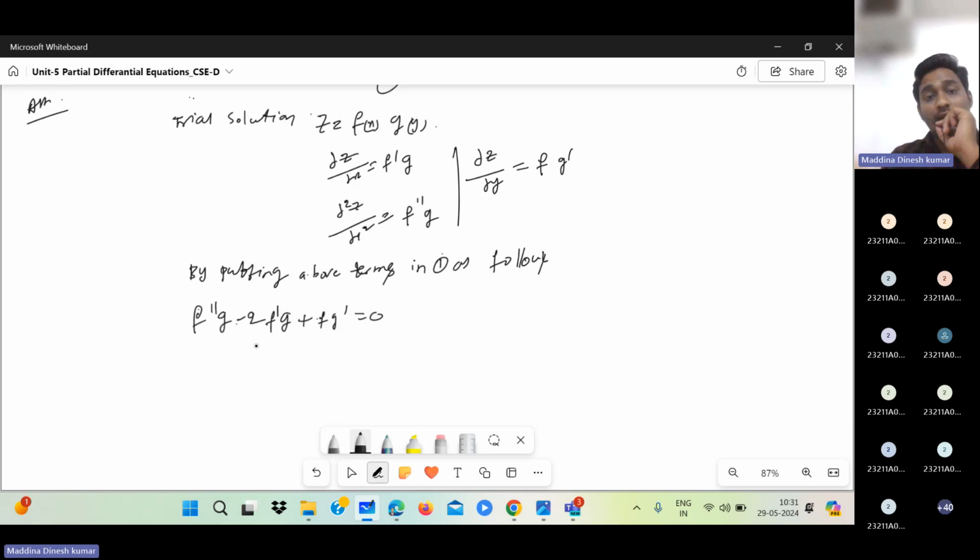So now we are doing variable separable, that means all f terms will convert to one side and all g terms will convert to another side. From these two terms, g is common, you can take g outside. So here f double dash minus 2 f dash, of g, equal to this one. I am transferring f g dash from the left hand side to the right hand side, you will get here minus f g dash.